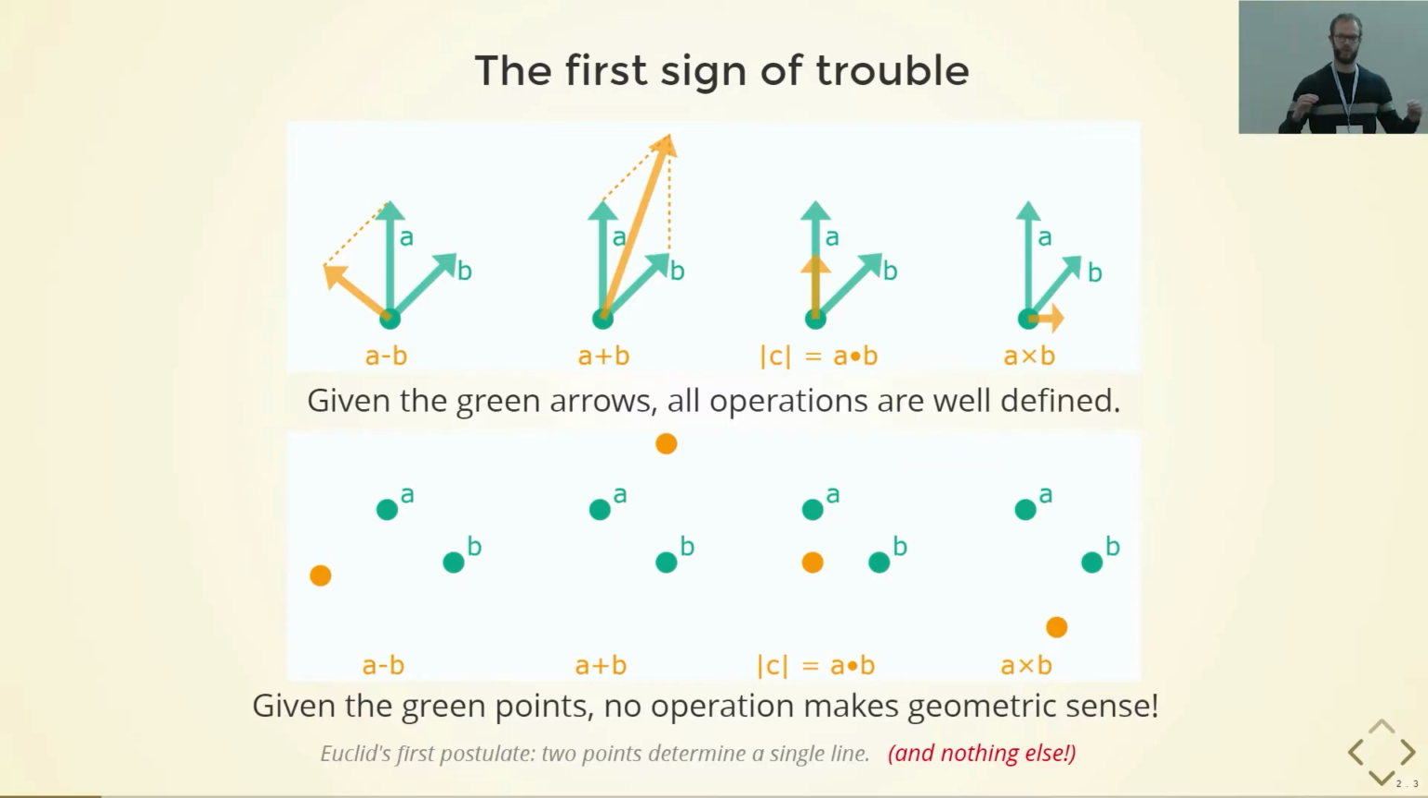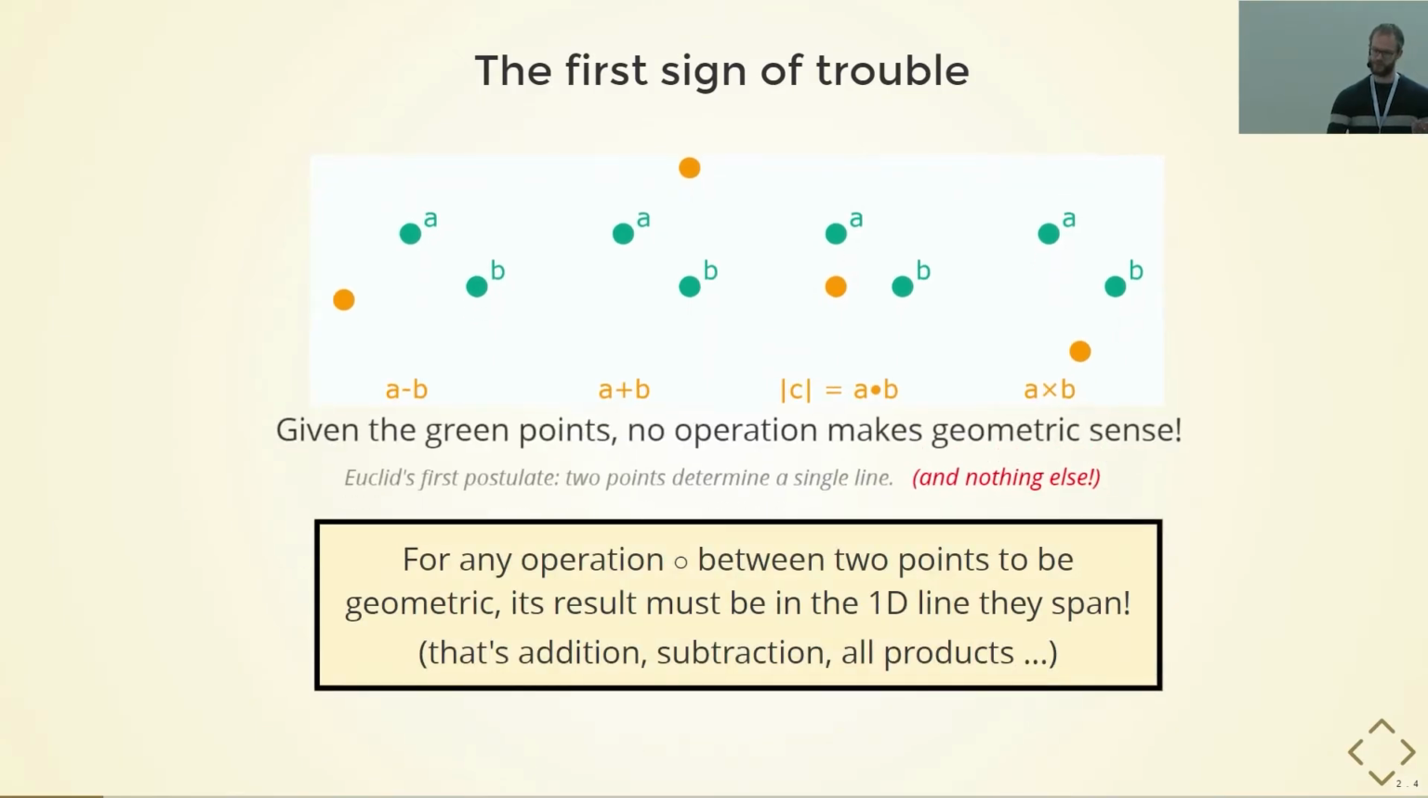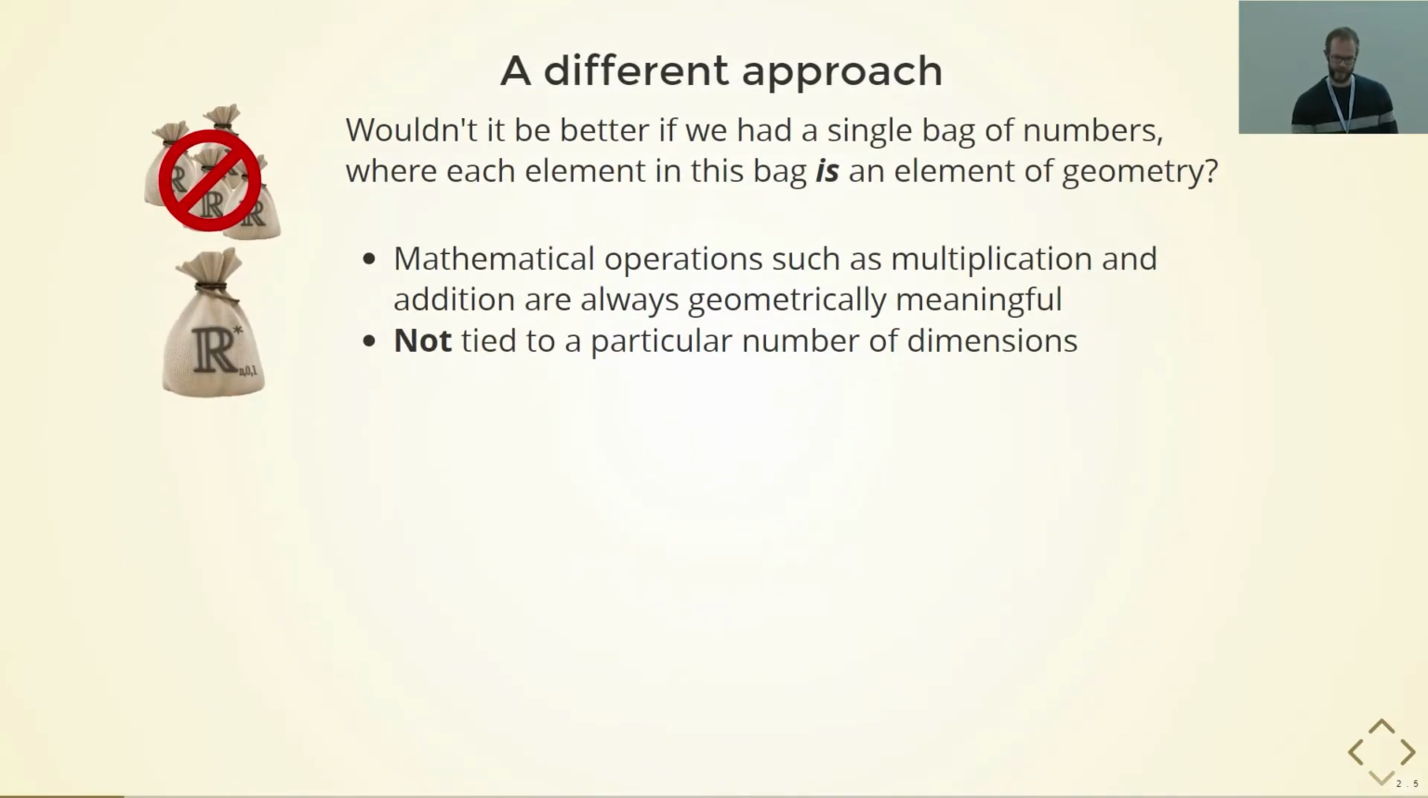The result of doing anything with 2 points must lie on the line spanned by those 2 points. So to drive that home, the claim is that for any operation to make geometrical sense, in the case of points, any operation you do on them, a binary operation, should always produce an output on that line defined by the 2 points, because there is no other information.